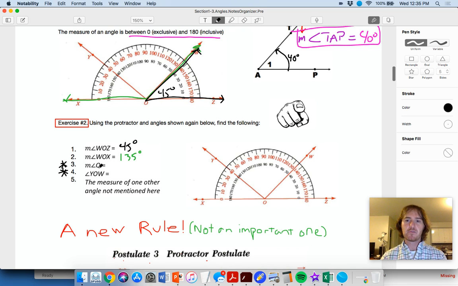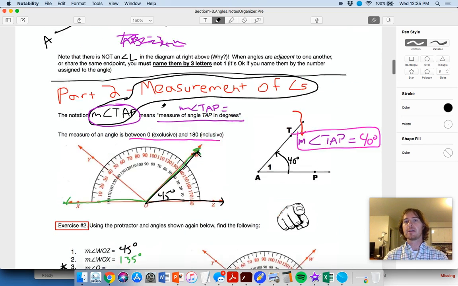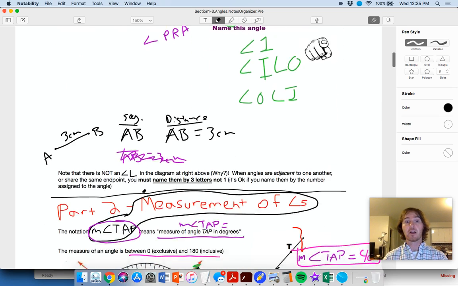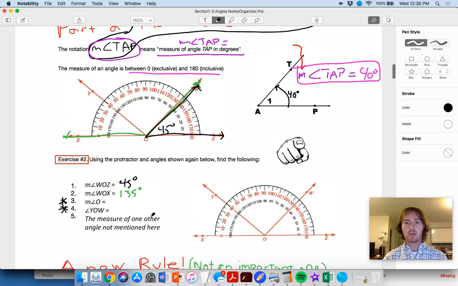Okay, angle O, measure of angle O. Ooh, interesting. I see O there. That sure is a vertex, okay? Sometimes you're able to name angles by their vertex, right? So here, this is angle R would have a measurement here. Does angle O have a measurement here in this diagram?